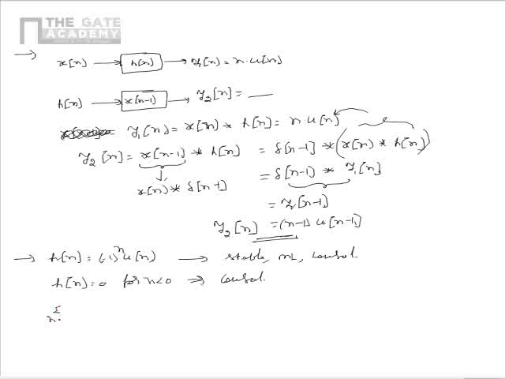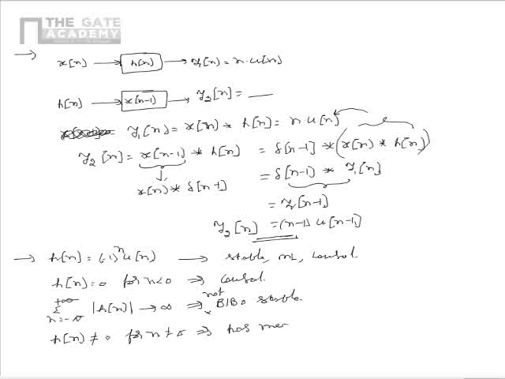Also, we see that the sum over n equal to minus infinity to plus infinity of mod of h of n tends to infinity. As the sum is not finite, we see that the system is not BIBO stable. That is, the system is not stable in the BIBO sense. Finally, we see that h of n is not equal to 0 for n not equal to 0. From this, we see that the system has memory. So the given LTI system with impulse response h of n equal to minus 1 whole power n is causal, not BIBO stable, and has memory.